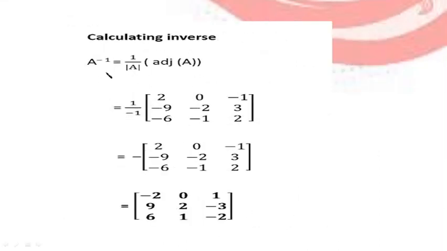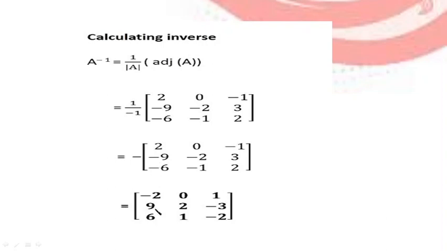Now calculating the inverse, this is the formula: 1 upon determinant A into adjoint A. So determinant A was minus 1, so 1 upon minus 1, and into this adjoint A matrix. Now 1 upon minus 1 is equal to minus 1 only, and we can take this minus inside. All the other signs will be changed. Minus 2, 0, minus 1 will become positive 1.